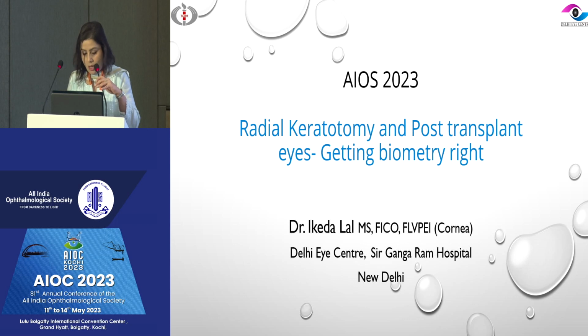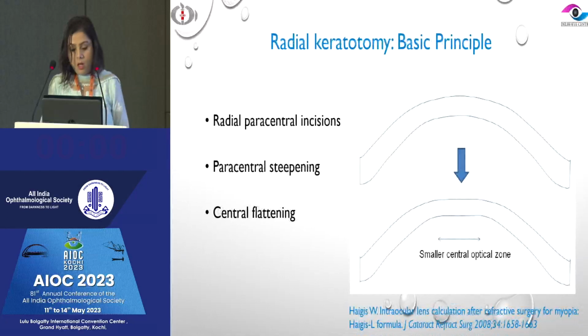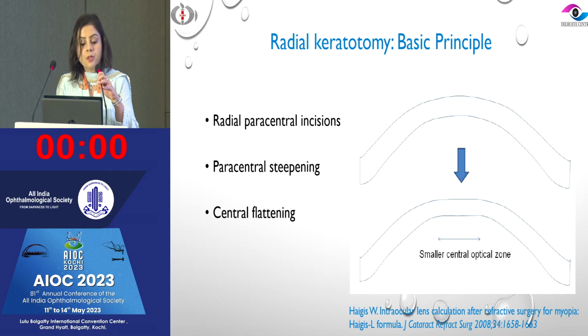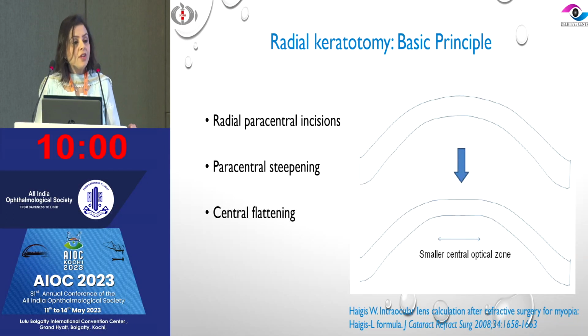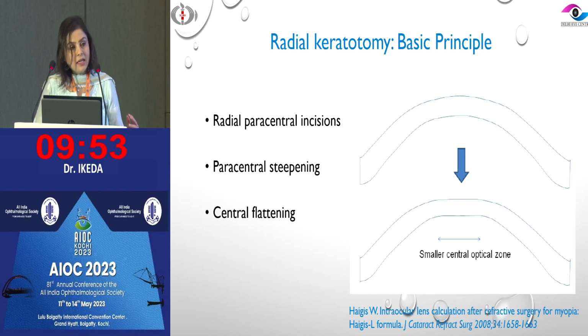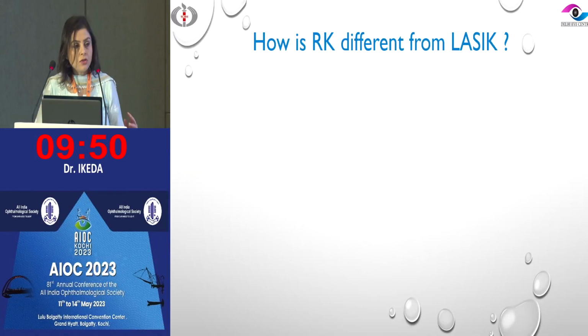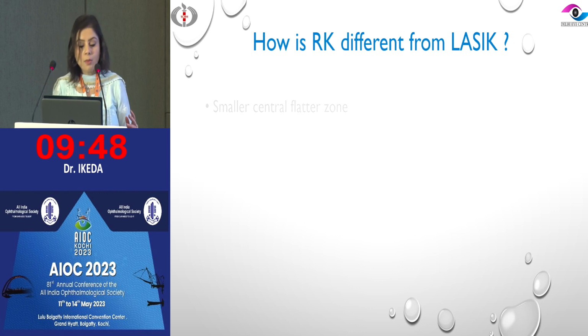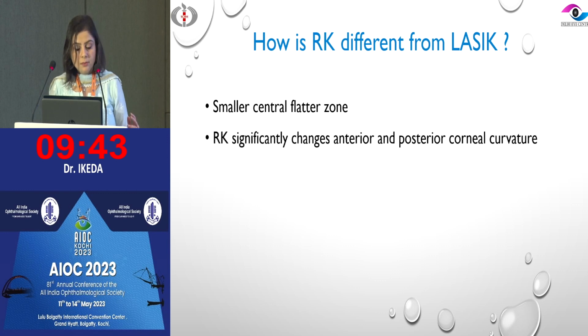I'll be talking about radial keratotomy and post-transplant eyes today. Now let's understand the basic principle of how radial keratotomy works. We have radial paracentral incisions. They cause paracentral steepening and a central flattening. This flattening occurs in a very small central zone, and that's how RK is different from LASIK. We have a smaller central flatter zone, typically 3 millimeters or less. And this surgery significantly changes not just the anterior corneal curvature but the posterior corneal curvature too.